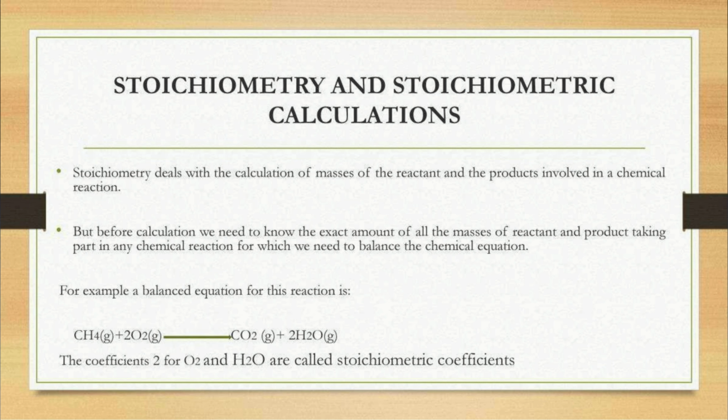Stoichiometry and stoichiometry calculations. So what is it? Stoichiometry deals with the calculation of masses of the reactants and the products involved in the chemical reaction. But before calculation, we need to know the exact amount of all the masses of reactants taking part in any chemical reaction, for which we need to balance the chemical equation. For example, a balanced chemical equation for the reaction is CH4 + 2O2 → CO2 + 2H2O. So the coefficients 2 for O2 and H2O are called stoichiometric coefficients.